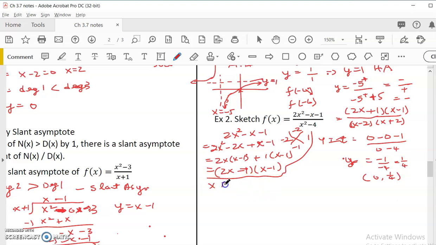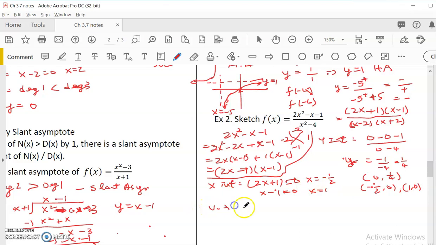The x-intercept is found by solving the top equal to 0, with no common factor. So we don't have any common factor. That means 2x plus 1 equals 0, so x is equal to -1/2. We can also do x minus 1 equals 0, so x is equal to 1. So we have two x-intercepts: (-1/2, 0) and also (1, 0). Right.